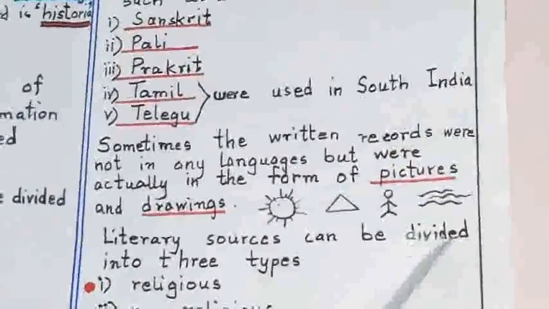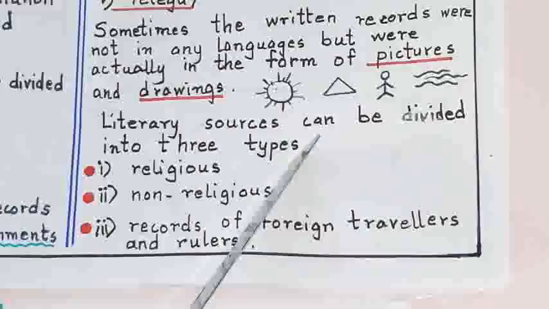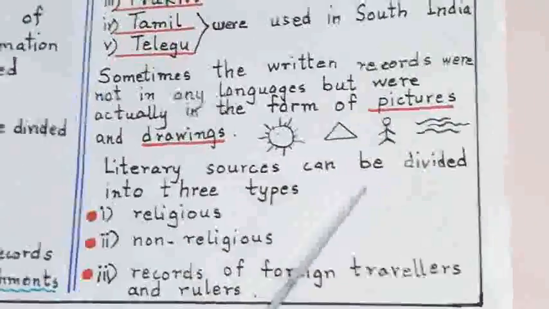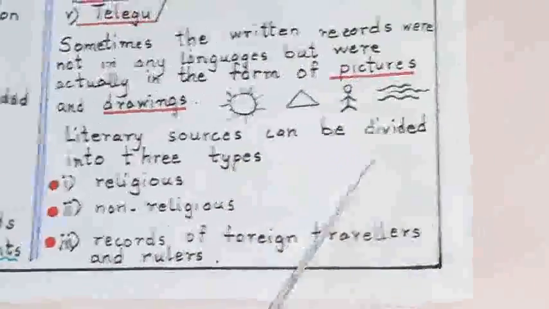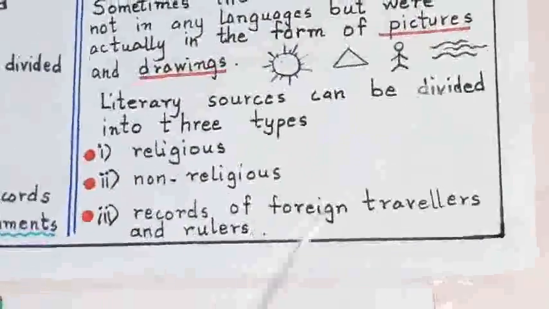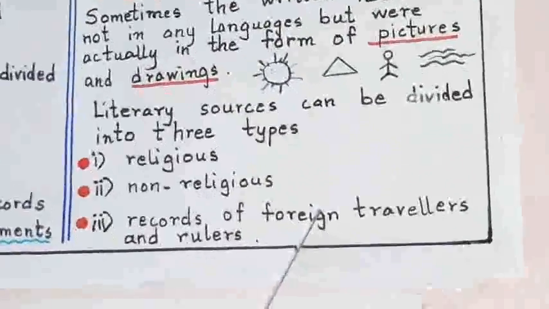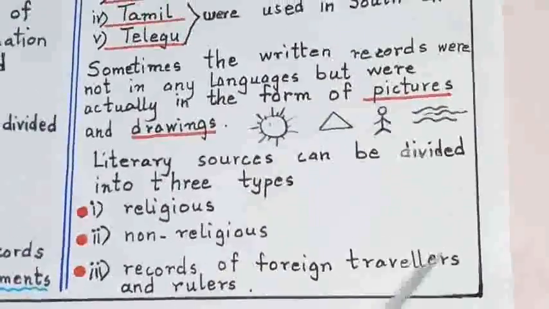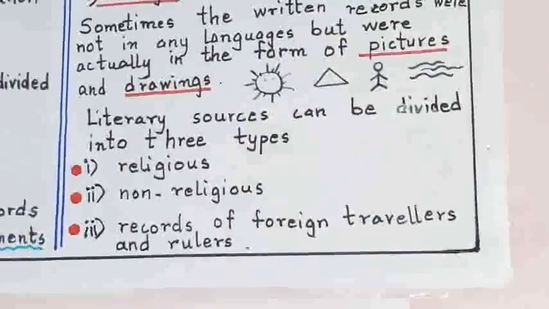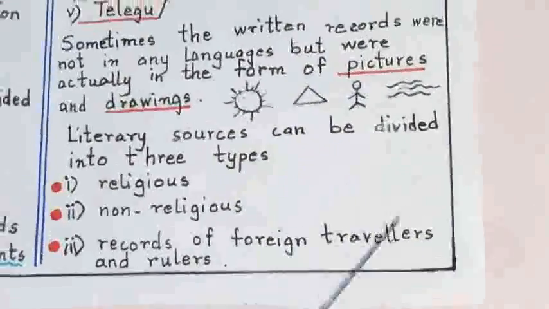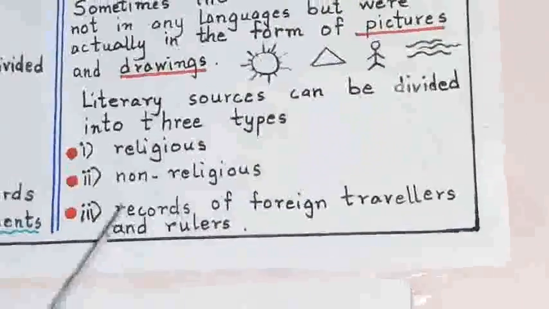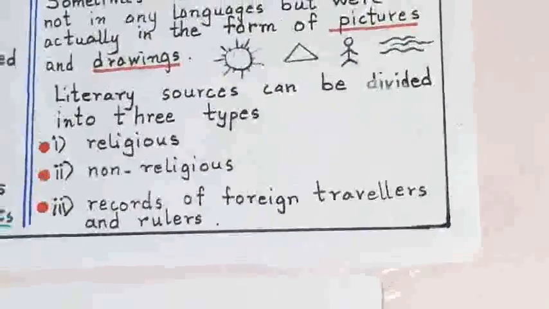Literary sources can be divided into 3 types: religious, that is related to religion, non-religious, not related to religion, and records of foreign travelers and rulers. Foreign means people who stay in another country, and travelers are those who move from one place to another place to know about a place and to know about the people of that place. And rulers means kings and emperors.